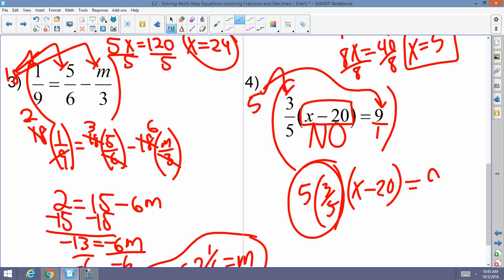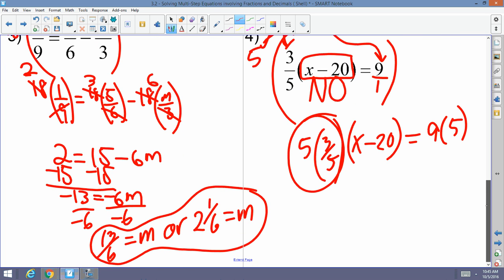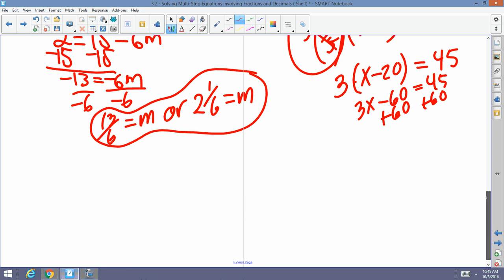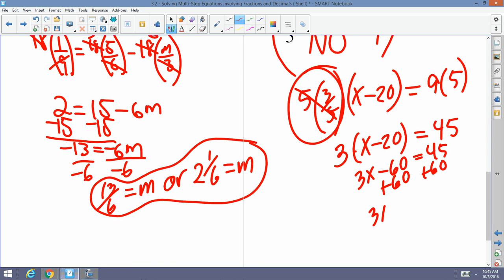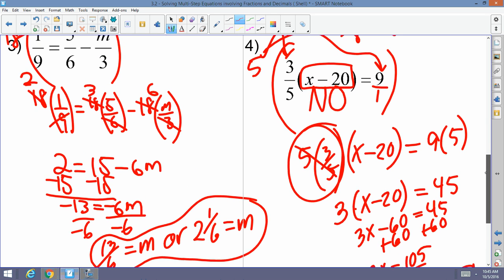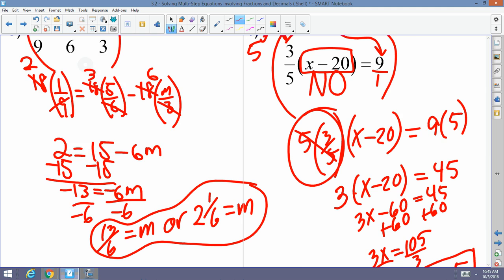And then that equals 9 times 5, of course. And then from here, that cancels. So now I have 3 times x minus 20, no more fractions, equals 45. Now I can distribute. Minus 60 equals 45. Add the 60. So then I have 3x equals 105, divided by 3, x equals 35. So when there's something outside, you only multiply to the outside number.